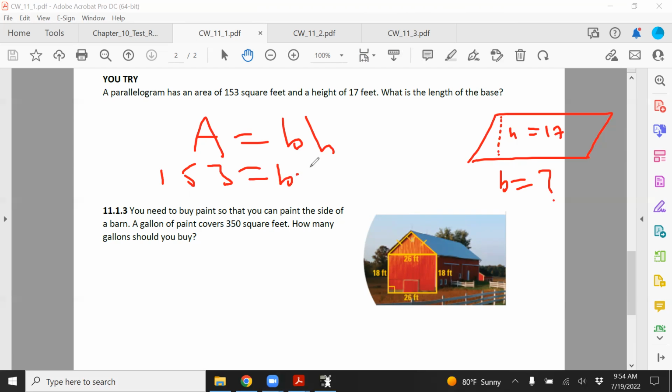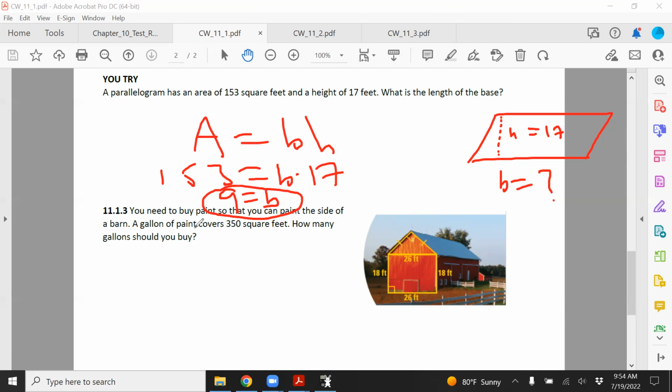153 equals B times 17. Solve for B. 9. Yeah, it's 9. Yep. Not that hard.